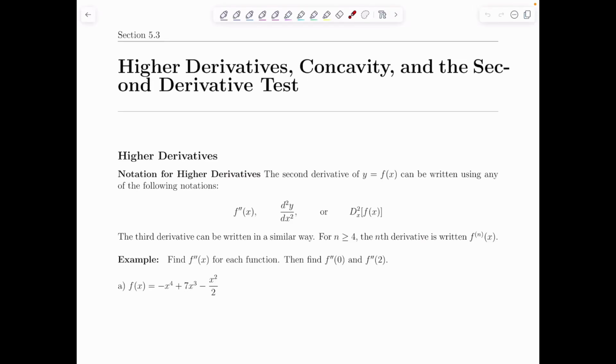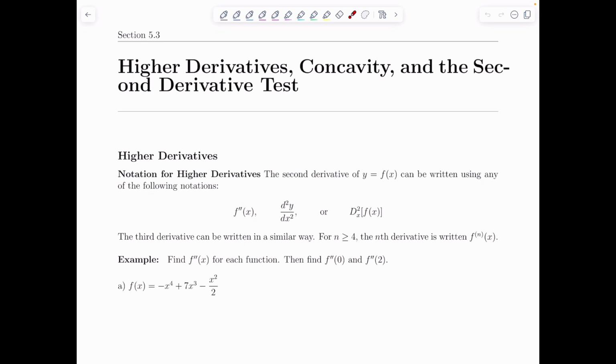This is the video lecture for section 5.3 for business calculus on higher derivatives, concavity, and the second derivative test. So what do we mean by higher derivatives? Well, basically, we've learned how to find a derivative of a function, namely the first derivative. But if we keep applying that process, then we can find higher order derivatives. Typically, we won't need more than 2 derivatives in this course, but you could keep on going.